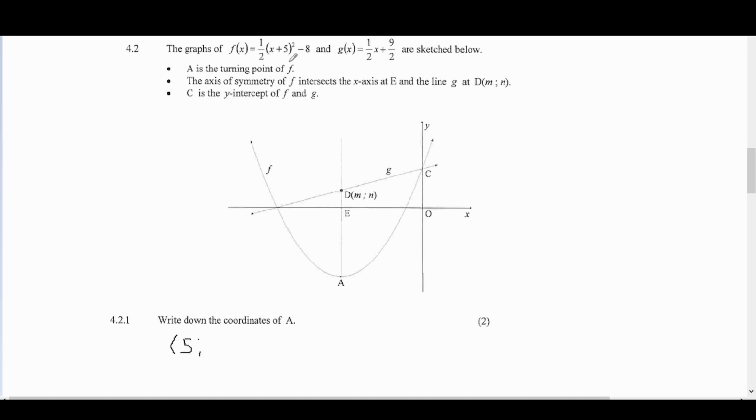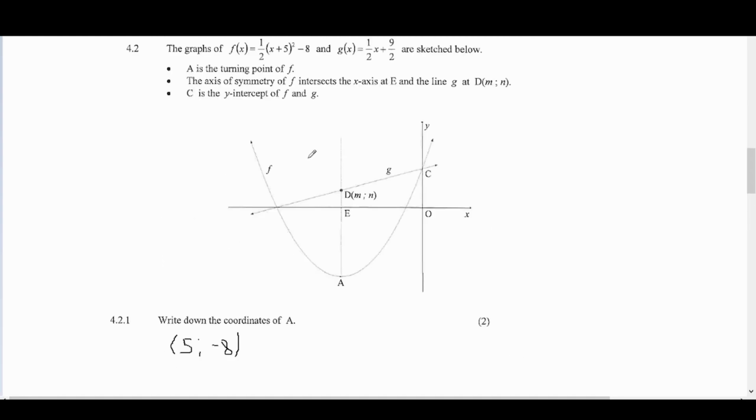And this minus 8 over here is to show that it has moved down 8 units, so therefore it is negative 8. There we go, simple. That is as easy as they get. Okay, 4.2.2, they also write down the range of f.